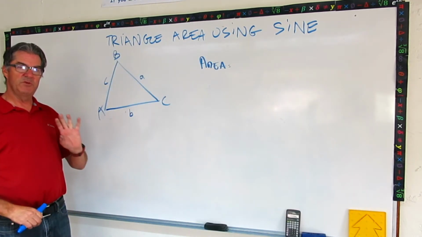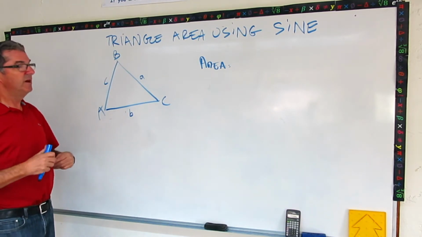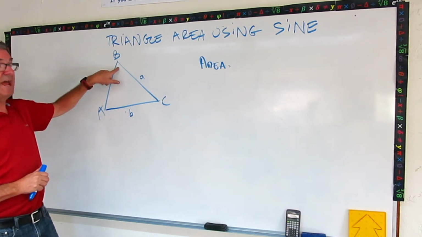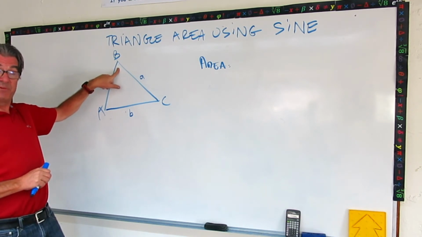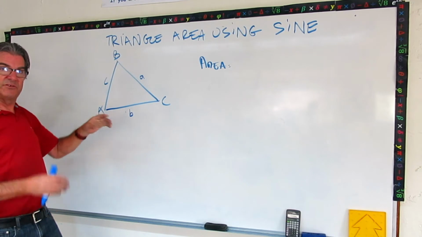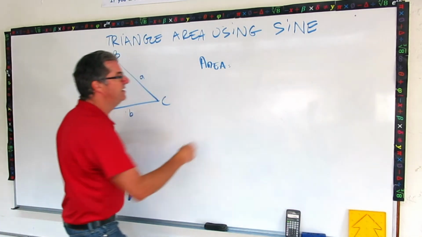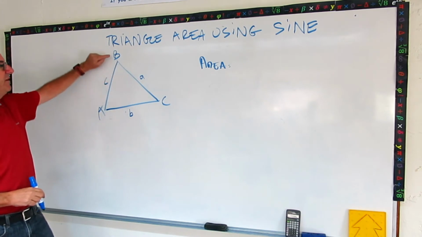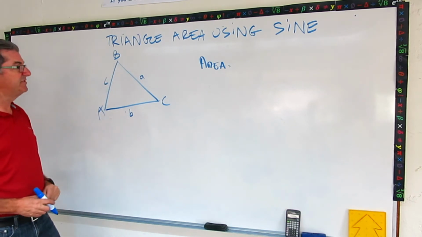Okay, I want to give you a chance to put together the equation and then we'll do some calculations. So let's pretend that I told you what angle B was, okay? So you'd have to use sine B in your formula. So what I want you to do now, pause the video and see if you can write the formula that would calculate the area of this triangle if you knew angle B. Okay, let's see how you did.